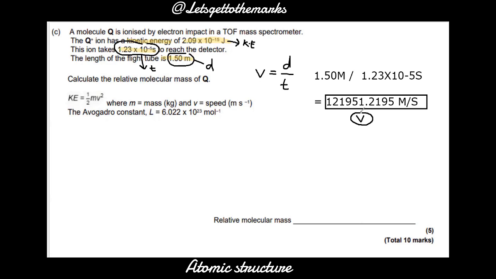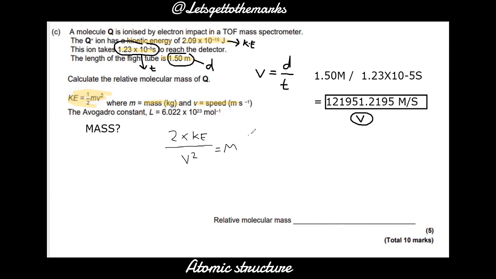So we've worked out the velocity of an ion. We need to take that velocity of the ion over to the kinetic energy equation and work out the mass. So let's rearrange this equation. In order to rearrange this to make mass the subject, we're going to do 2 times KE. Why 2 times? We want to get rid of the half that's in the equation. So times each side by 2 to get rid of the half on the right. 2 times KE, and then we're going to divide that by v squared, and that's going to equal the mass.